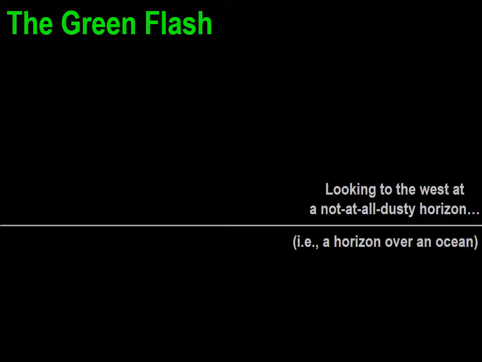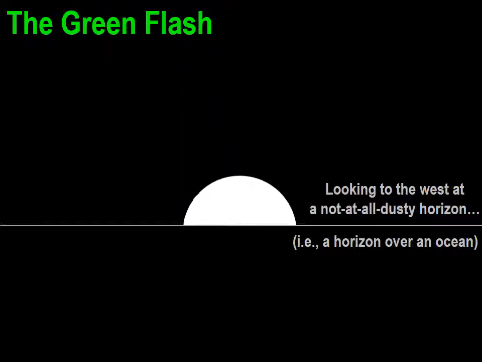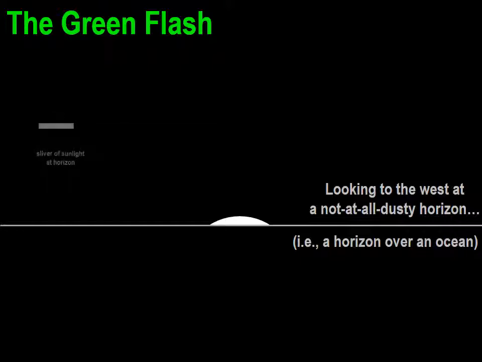So the green flash occurs when the sun is setting. If we are looking to the west at a not at all dusty horizon, this is an important point, for example, the horizon over an ocean, and let's stop the sun right at that point.